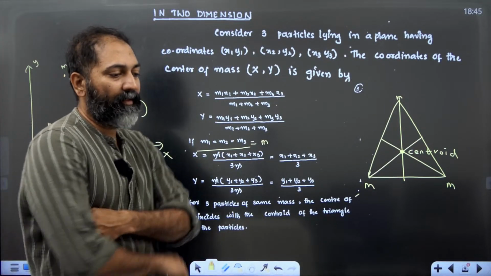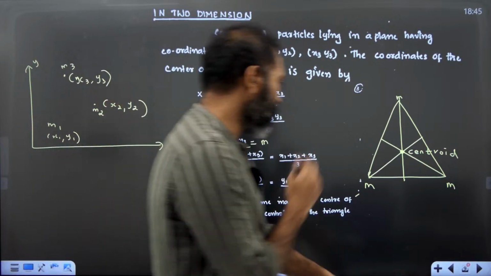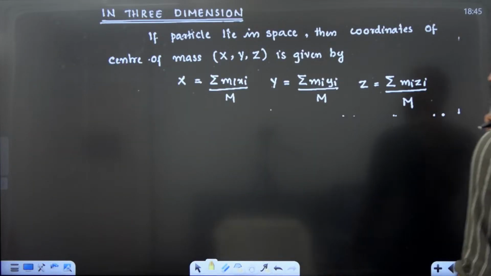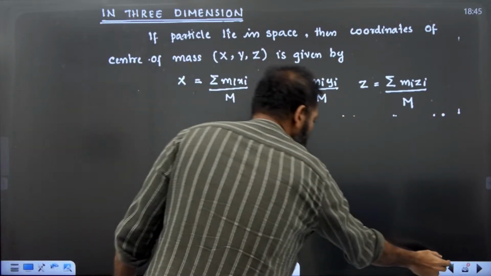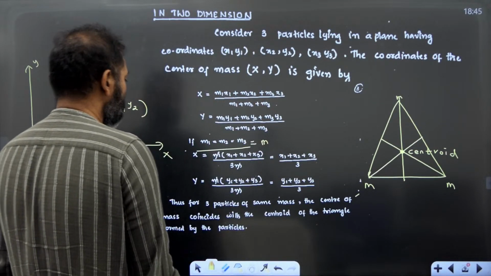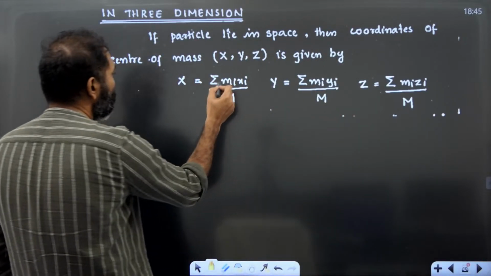Three masses at the three corners of the triangle, then it will coincide with what? Centroid of the triangle. So next, in 3 dimension, it is similar to that only. Similar to that only. Here I am making a small correction.